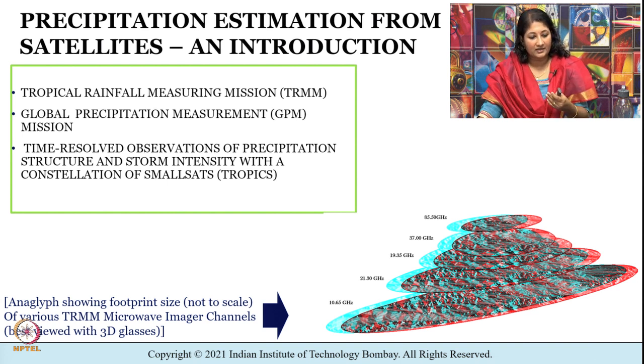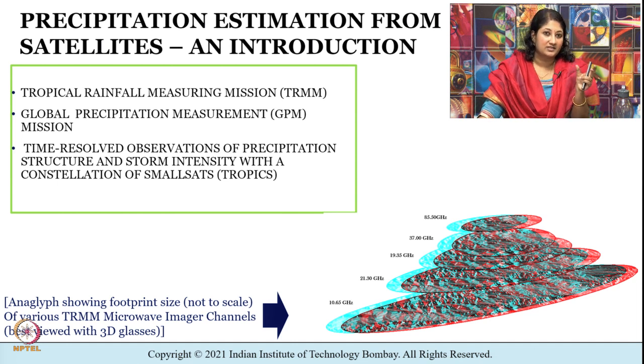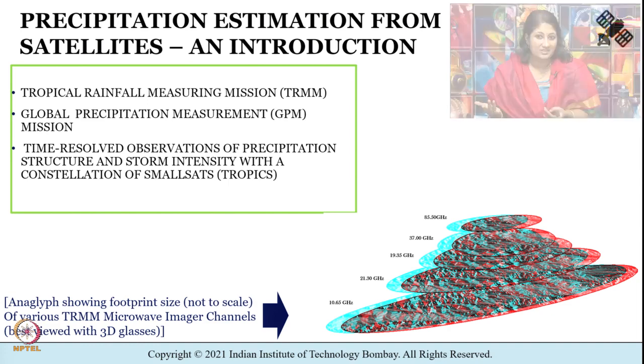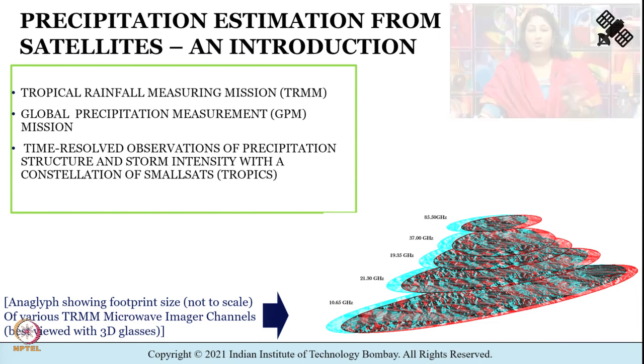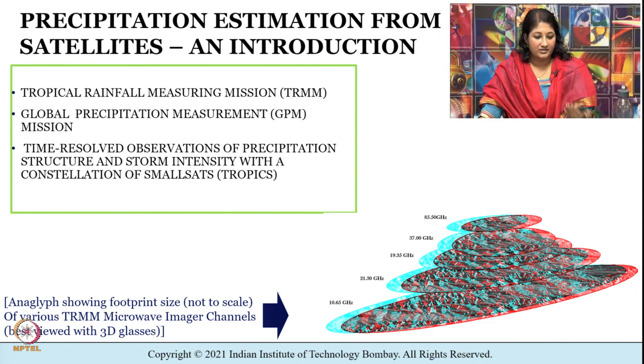Shown here are the names of three missions: Tropical Rainfall Measuring Mission, TRMM, Global Precipitation Measurement Mission, GPM, and TROPICS, which is going to be launched in 2022. TROPICS stands for Time Resolved Observations of Precipitation Structure and Storm Intensity with a Constellation of Small Sats, that is, small satellites. Please be mindful that there are satellites like AMSR-E, Advanced Microwave Scanning Radiometer for Earth Observing System, and SSMI, which measure geophysical parameters related to water. But as part of this tutorial, our discussions are going to be focused on these three missions: TRMM, GPM, and TROPICS.